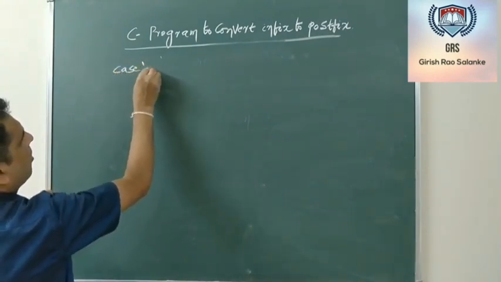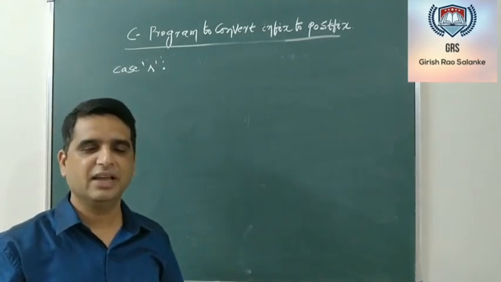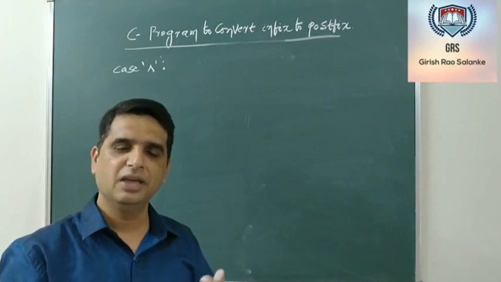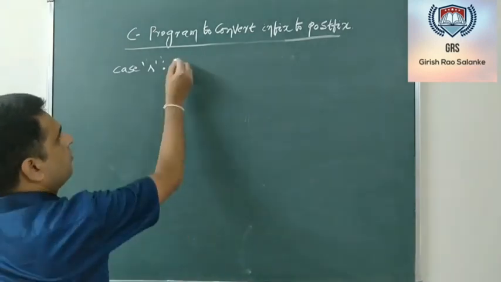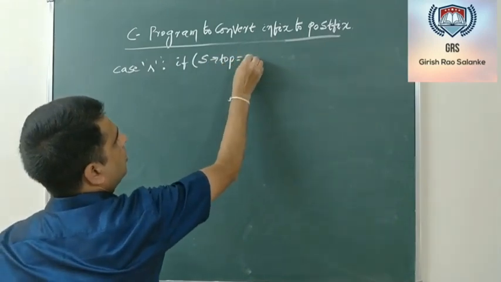Case exponential operator. If the scanned symbol is an operator, check if stack is empty. How will we come to know whether stack is empty? If top is having a value of -1. If S of top is equal to -1.